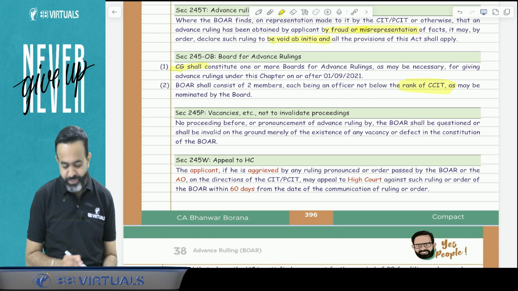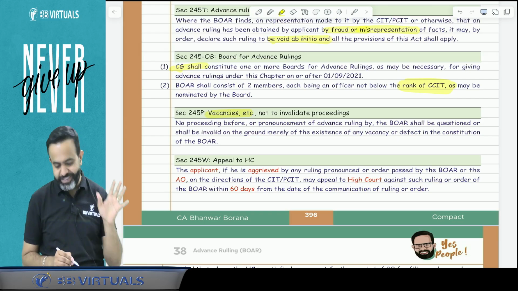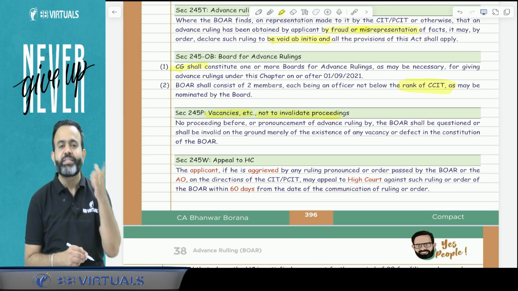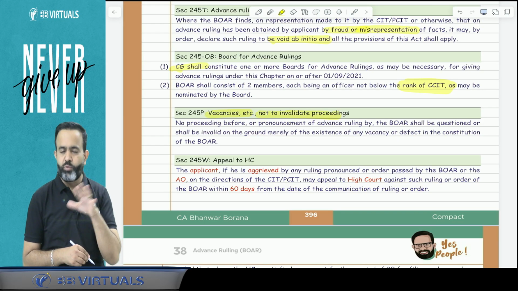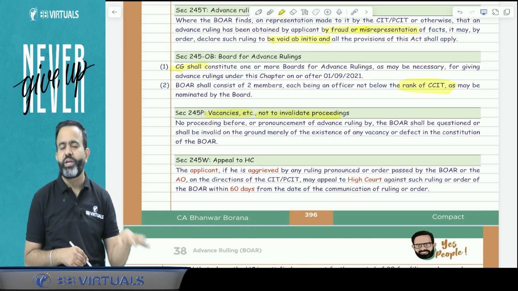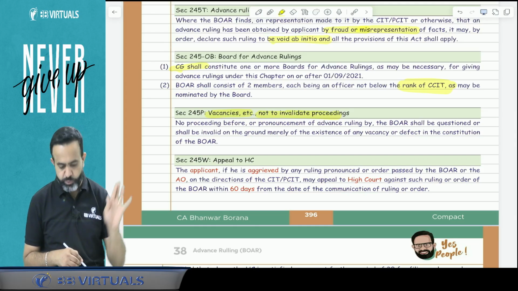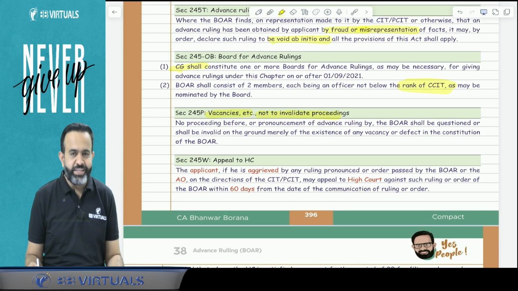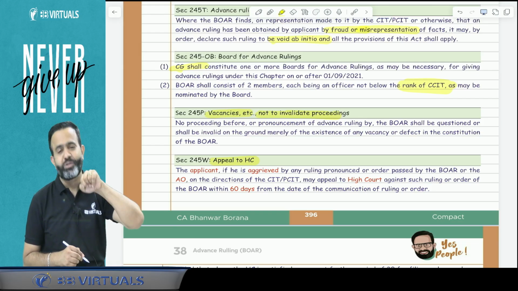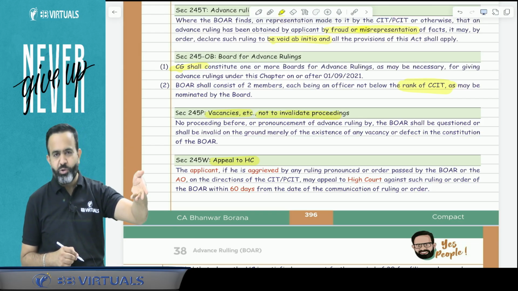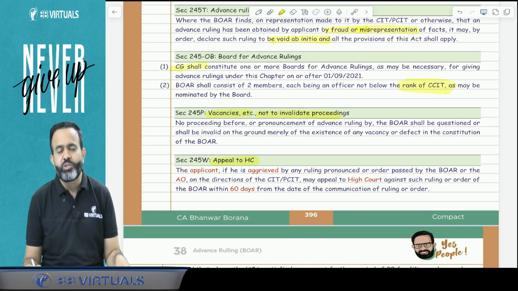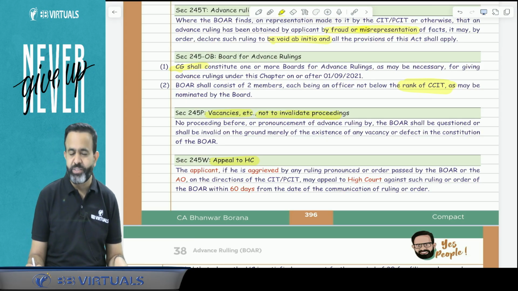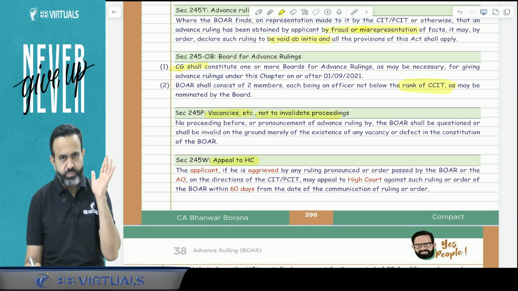So guys, for an example here, this says that if there was a vacancy, it will not invalidate the proceeding. Means whatever the proceeding of the board for advance ruling, that will be treated as a valid proceeding only. Now guys, suppose the board for advanced ruling has given the judgment, and from that judgment, if you are not satisfied or the department is not satisfied, then you can apply to the high court, means you can appeal to the high court level.